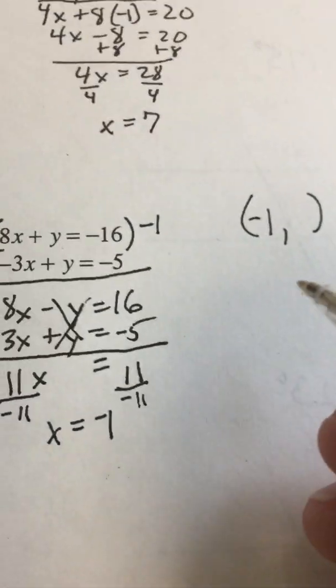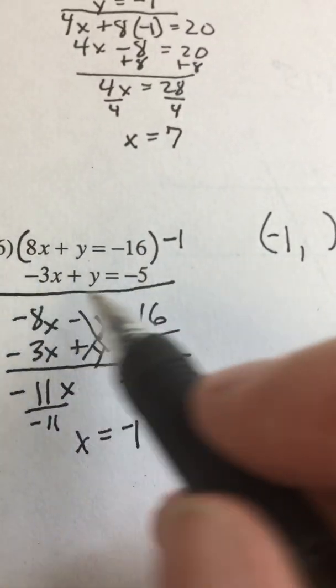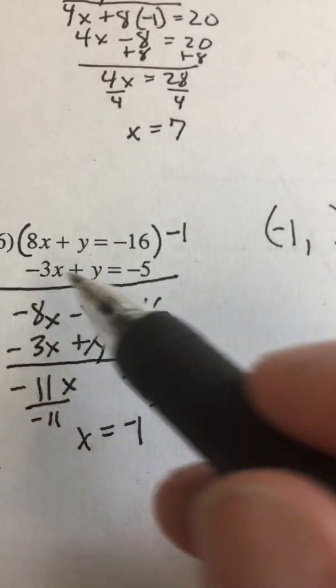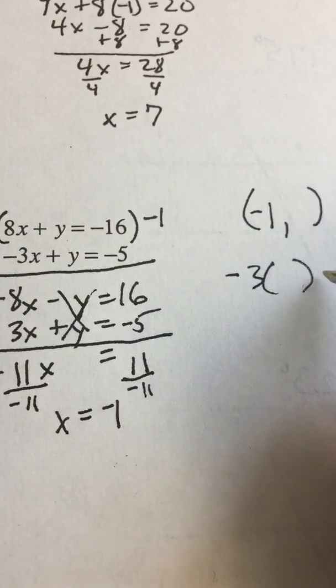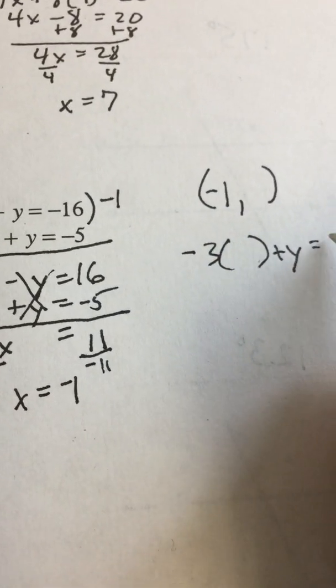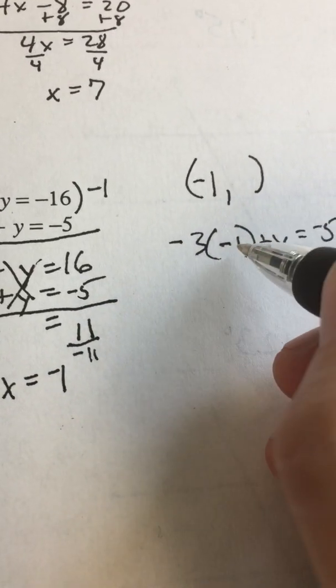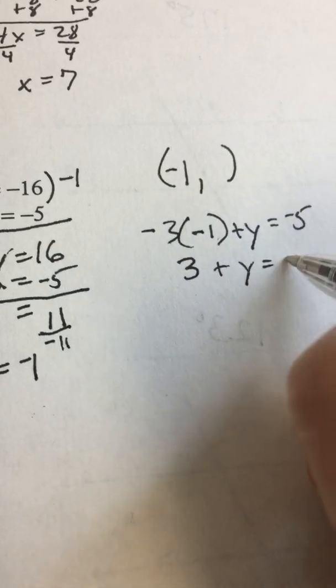Now I need to find the y. So I'm going to do the y over here. And I'm originally, remember to go back to one of the original equations, and you could use either one. Does not matter. And I don't think I'm going to use the second one. It just seems like it's smaller numbers. So -3 times x plus y equals -5. And of course my x is a -1, so that goes in here. So negative times negative is a positive 3 plus y equals -5.